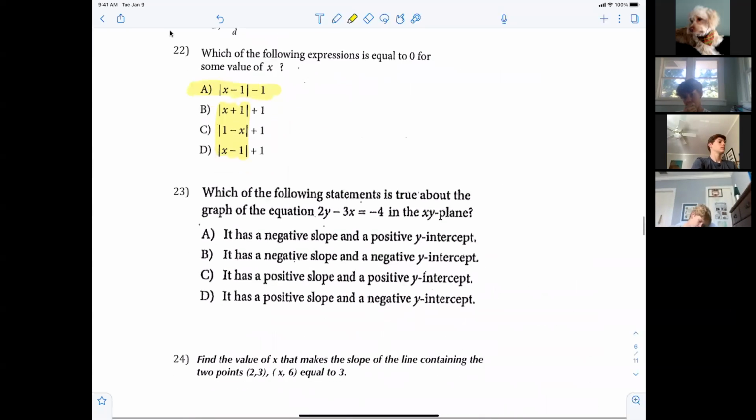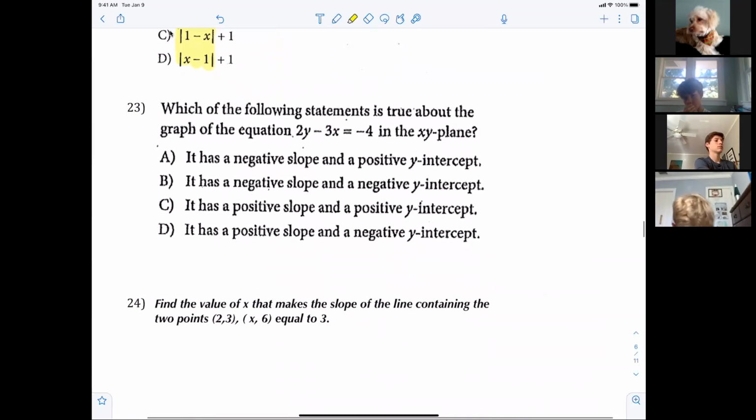All right, 23. Which of the following statements is true about the graph? Yeah, that was too easy for us too, right? I'm not saying it's right. I'm asking. All I know is when somebody asks me about the slope and y-intercept, that's a pretty easy question. Everybody happy with that?